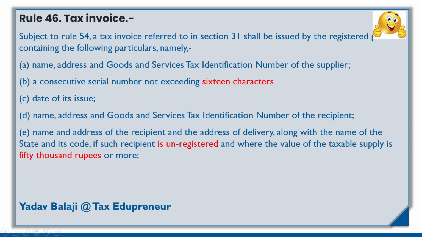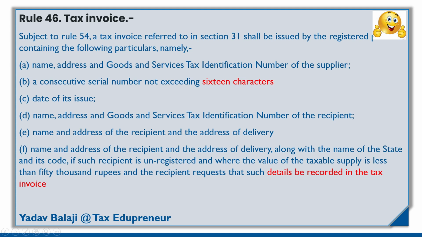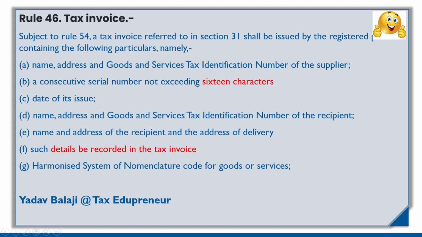Now let us talk about the unregistered person. The name and address of the recipient and the address of delivery, along with the name of the state and its code, if such recipient is unregistered and the value of taxable supply is more than 50,000 rupees. In that case you have to mention all this data. If the value is less than 50,000, it is not necessary, but if the recipient wants that detail mentioned, you have to mention it; otherwise it is not compulsory.